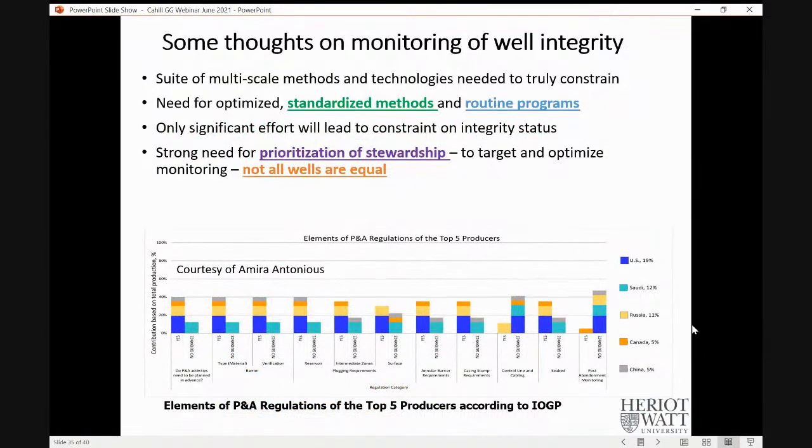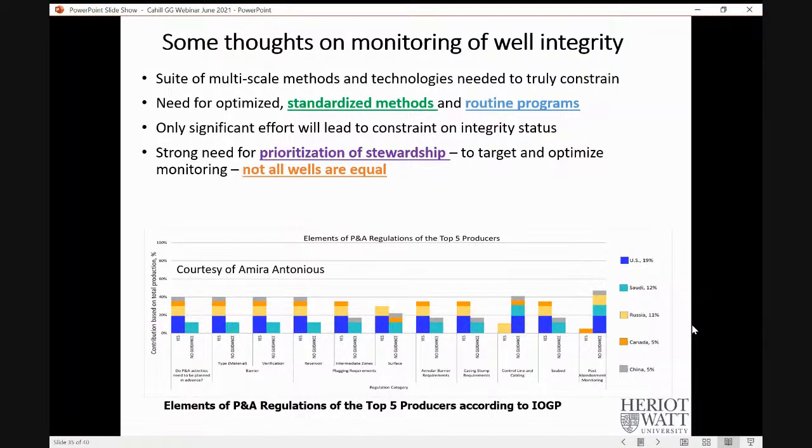So, a quick couple of thoughts on monitoring of well integrity. Hope you've seen here, through some of the work we've done at Erie, that there are lots of different multi-scale methods and technologies, and we're going to need these to constrain well integrity failure. We need standardized methods and routine programs. This is something that doesn't happen currently. We get these research projects which go out and look, but it's not routine that, particularly, plugged and abandoned wells, for example, or decommissioned wells are inspected.